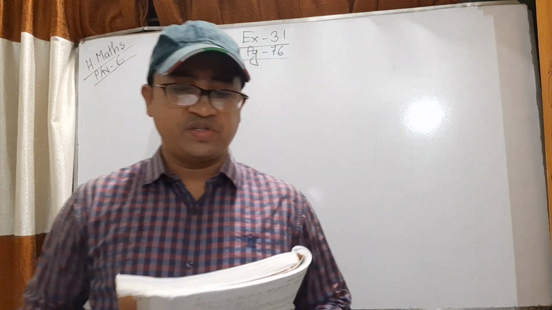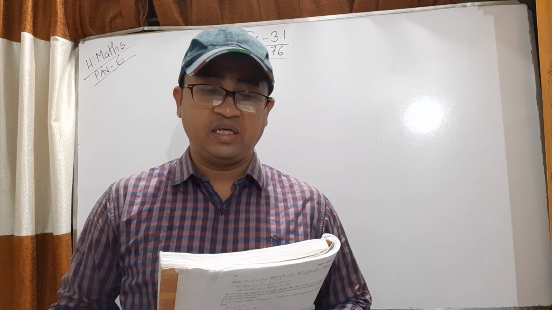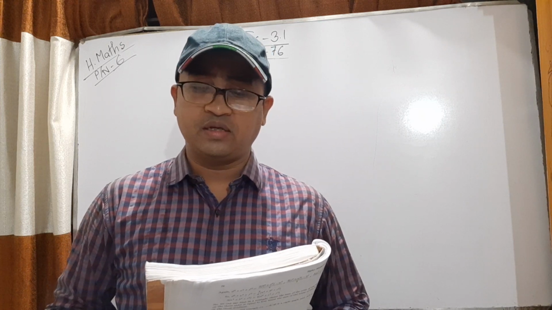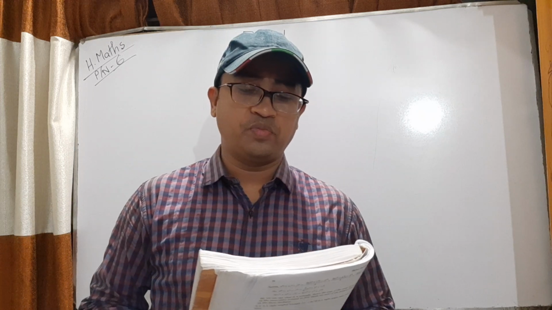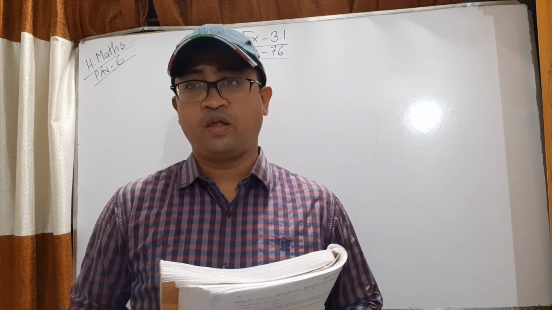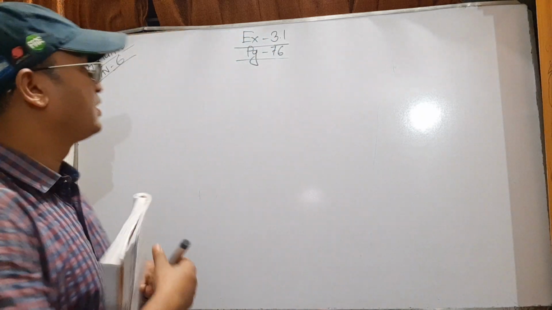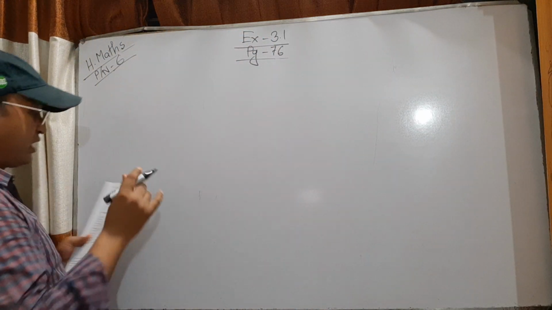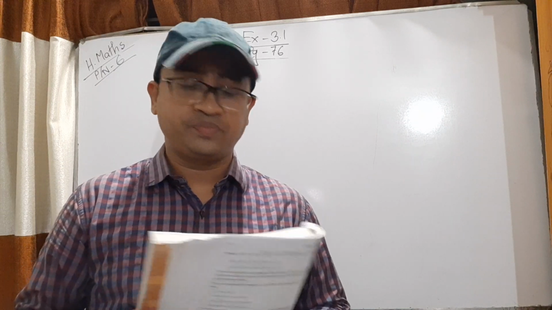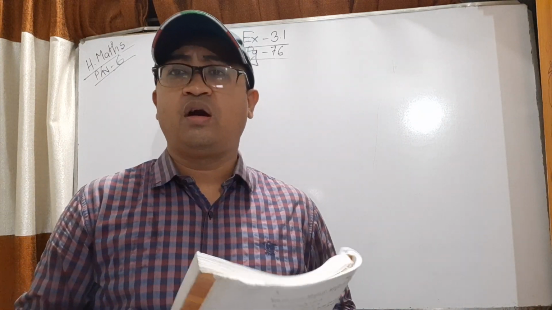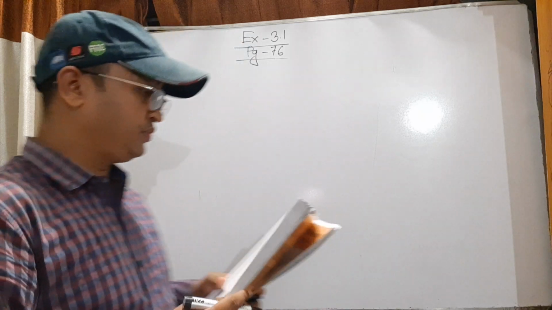In triangle ABC, AB equal to AC, P is a point on BC. Prove that AB square minus AP square equal to BP into PC. So again draw the proper figure for this. Look here, AB equal to AC, two sides are equal. So this is an isosceles triangle.